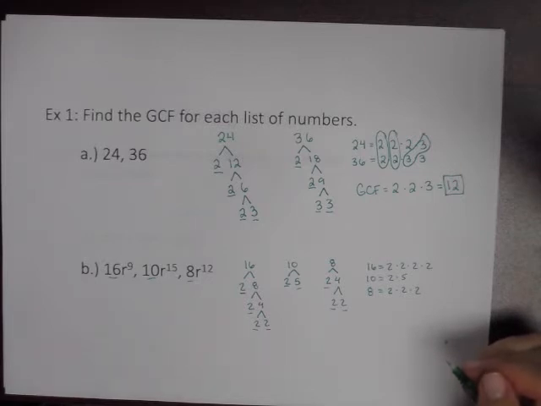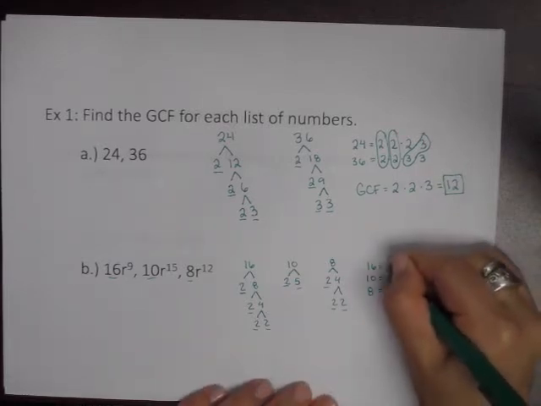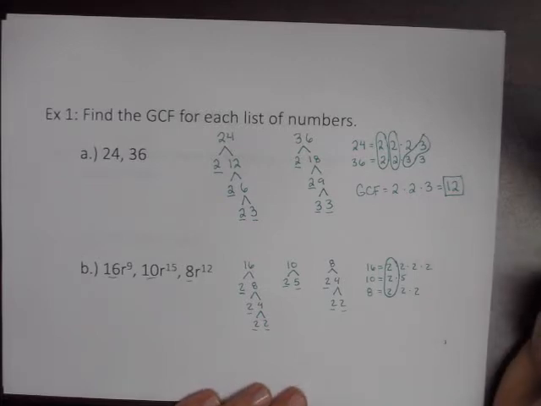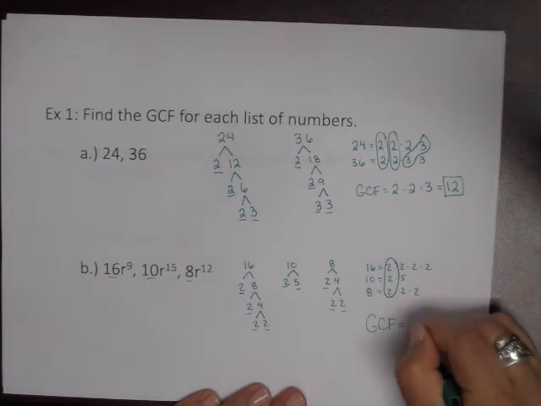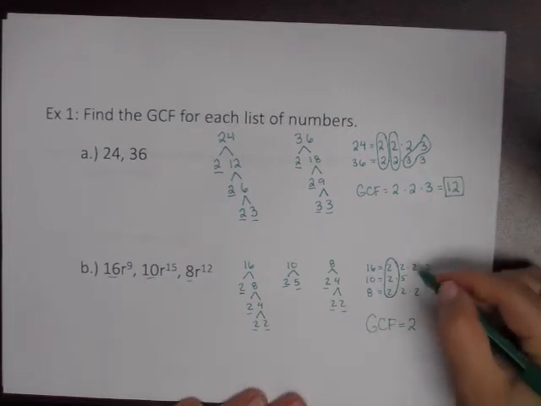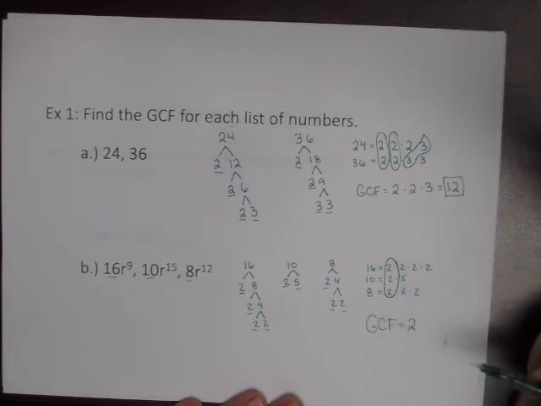So the next thing I have to do is choose the least exponent. I'm trying to see what they have all together, and that would be a group of 2's. So for my GCF, the only whole number that I can write is 2, because there's no other group in common for each one of the terms.